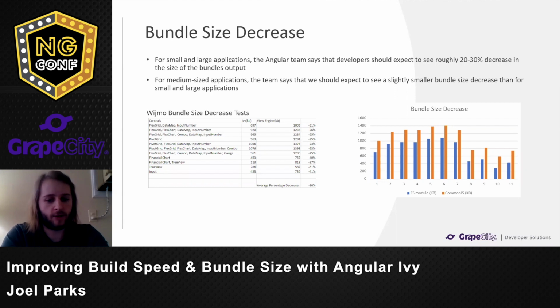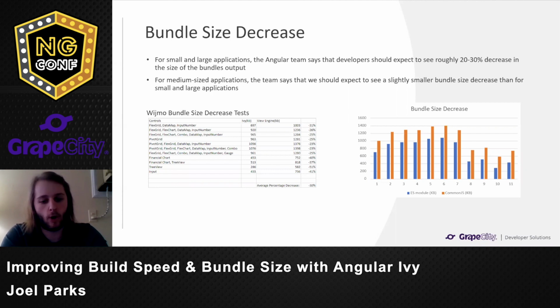Now, these tests show the bundle sizes using the View engine versus the Ivy compiler. The first column shows the widget controls that we have included in each project. So you can see in each one, we've included a different number of controls, different control combinations, etc. The second column is our bundle size output in kilobytes using the Ivy compiler. And the third is the bundle size output from the View engine, with the last column showing the bundle size percentage decrease between the 2 Angular compilers.